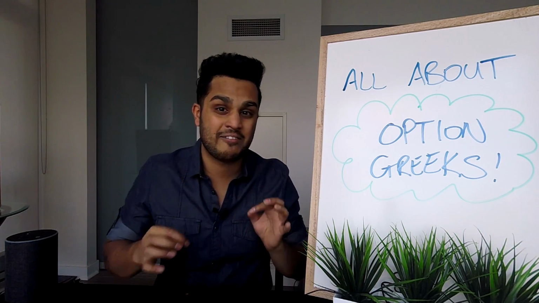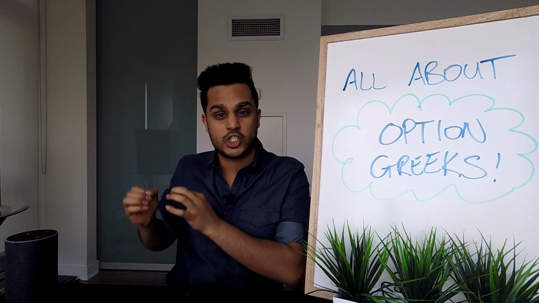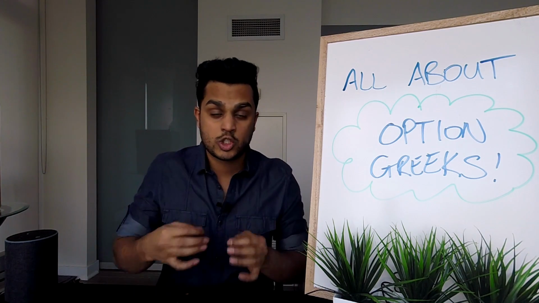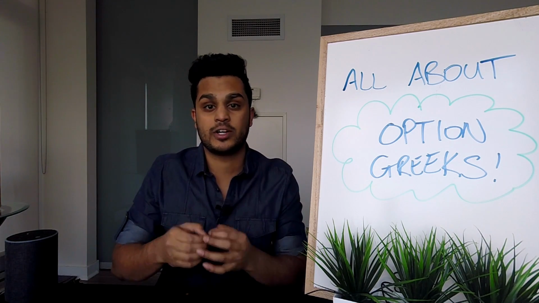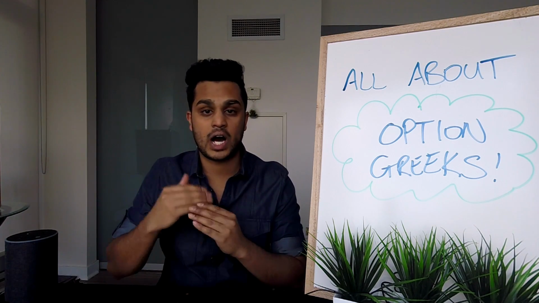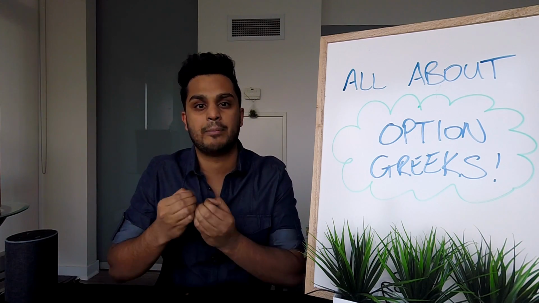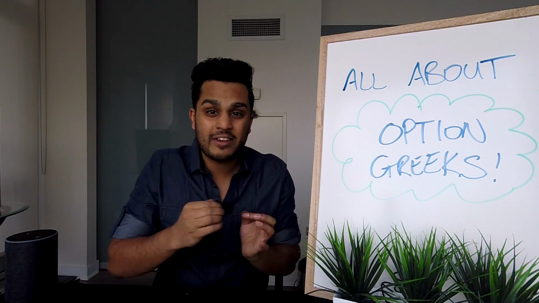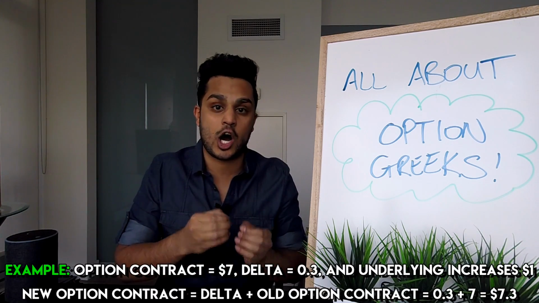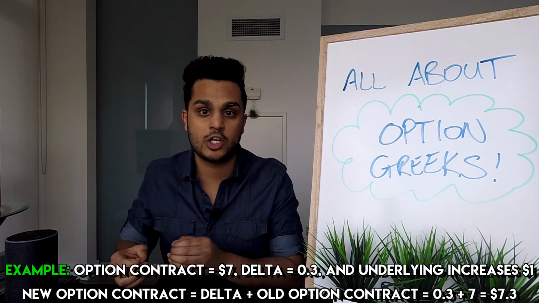Okay, so first off we have delta, which tells you how much an option's price is expected to change per $1 change in the underlying stock price. So for example, if we have a delta of 0.5 on a certain option contract, that means that if the underlying stock moved up or down by $1, the actual option contract would move by 0.5. But remember, a 0.5 move is actually a $50 move, because when you look at options, it's always multiplied by 100. So 0.5 times 100 is 50.